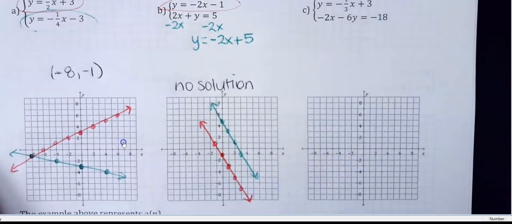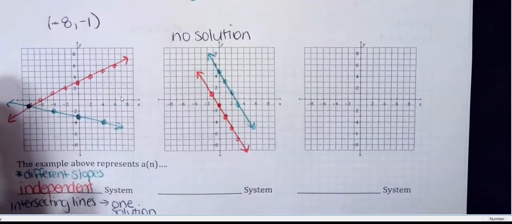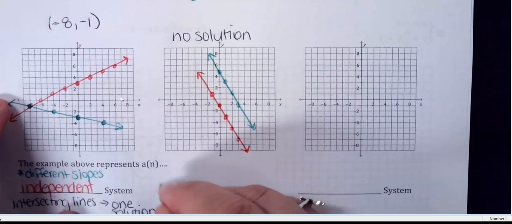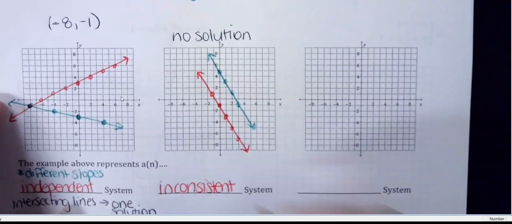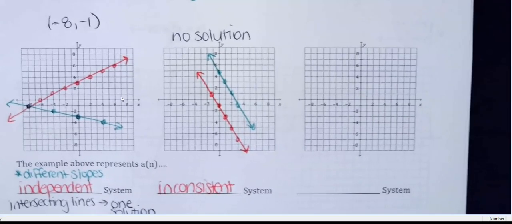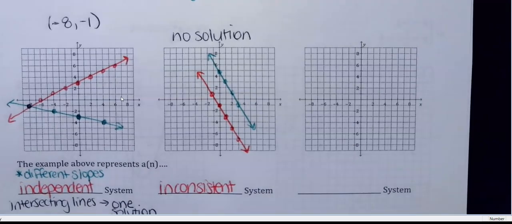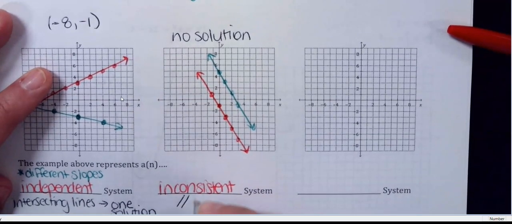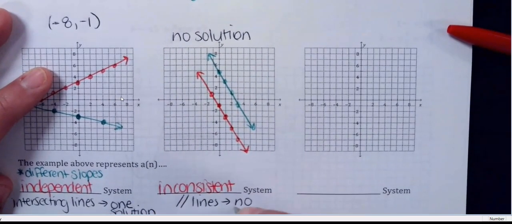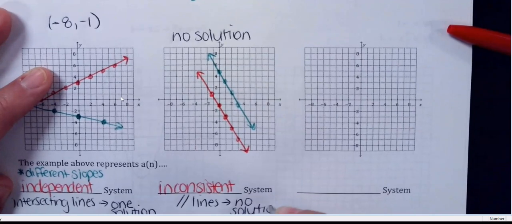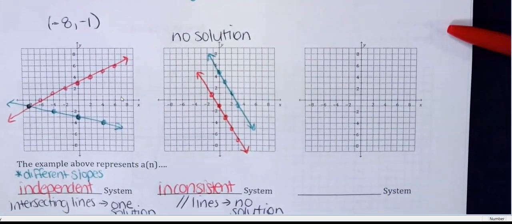All right, now just to give you a vocabulary term just directly beneath this, if your lines end up being parallel, this is called an inconsistent system. Inconsistent system, that's the vocabulary term. That's going to be whenever you have parallel lines. And whenever you have parallel lines, obviously, they don't run into each other, so they don't have any points in common. So anytime you end up with parallel lines, you're not going to have a solution.